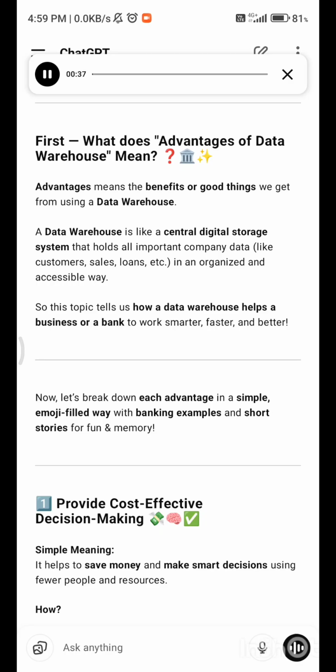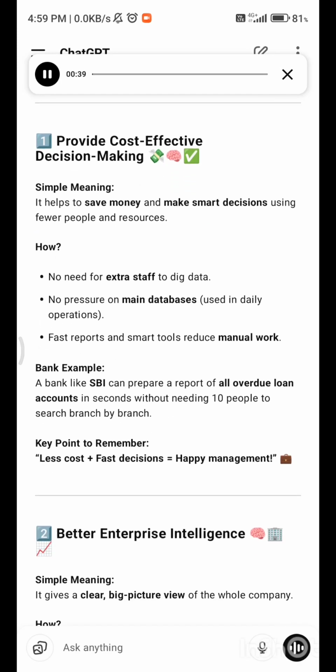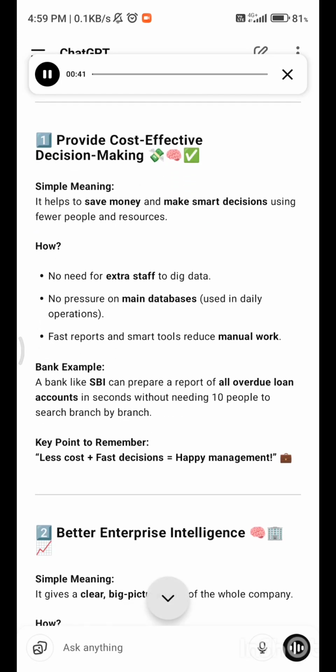Now, let's break down each advantage in a simple way, with banking examples and short stories for fun and memory. 1. Provide cost-effective decision-making. Simple meaning: it helps to save money and make smart decisions using fewer people and resources. How? No need for extra staff to dig data. No pressure on main databases used in daily operations. Fast reports and smart tools reduce manual work.